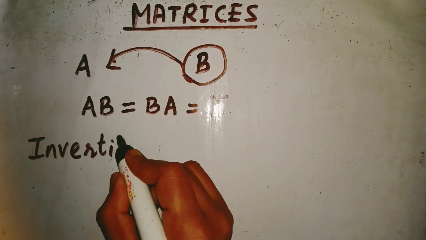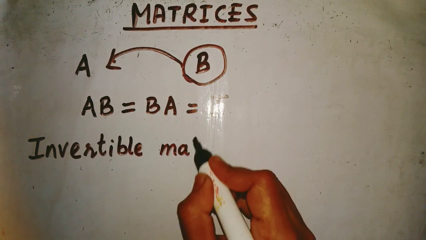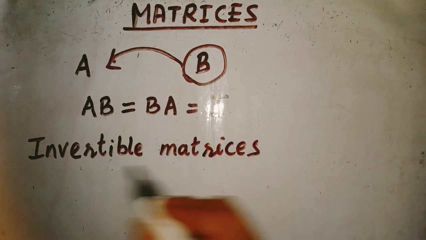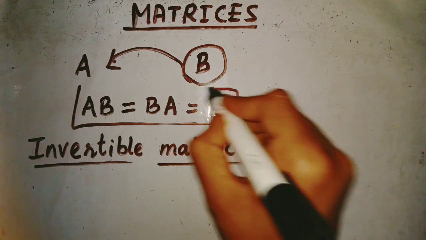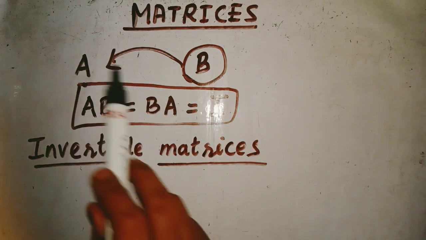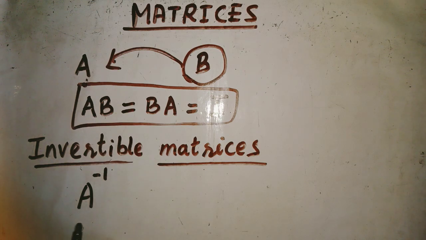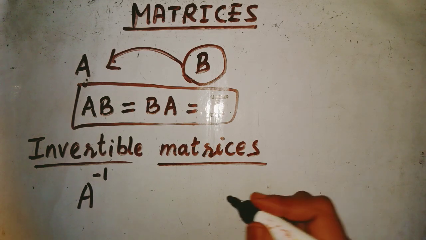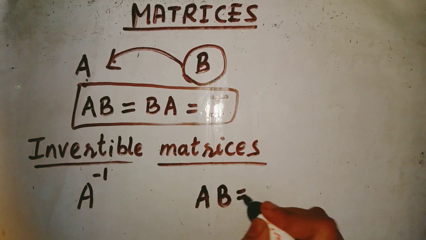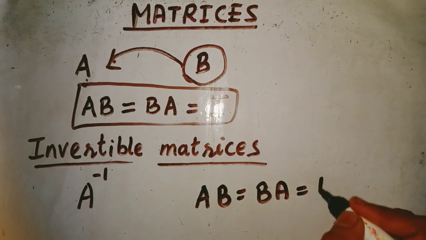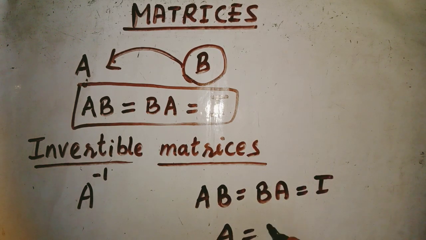Invertible matrices. So if this condition is satisfied, then we say B is the inverse of A, and we write it as A inverse, and in this case A is said to be invertible. So if you have AB equal to BA equal to I, then we write A is equal to B inverse, or B is equal to A inverse.